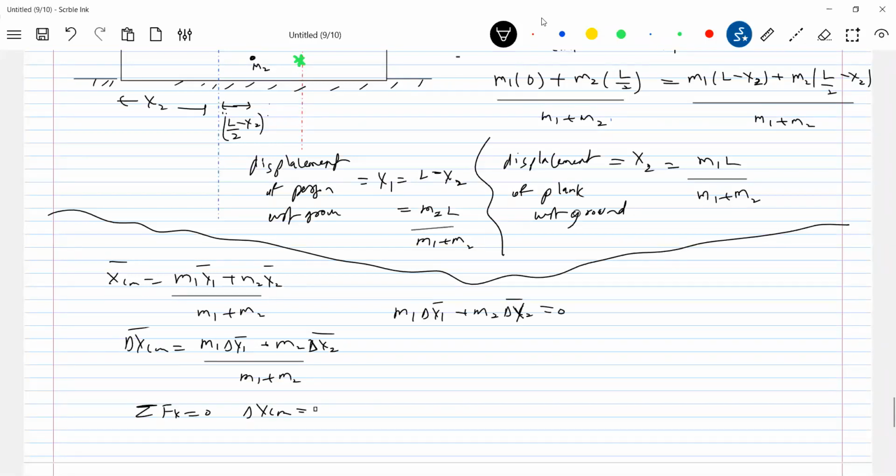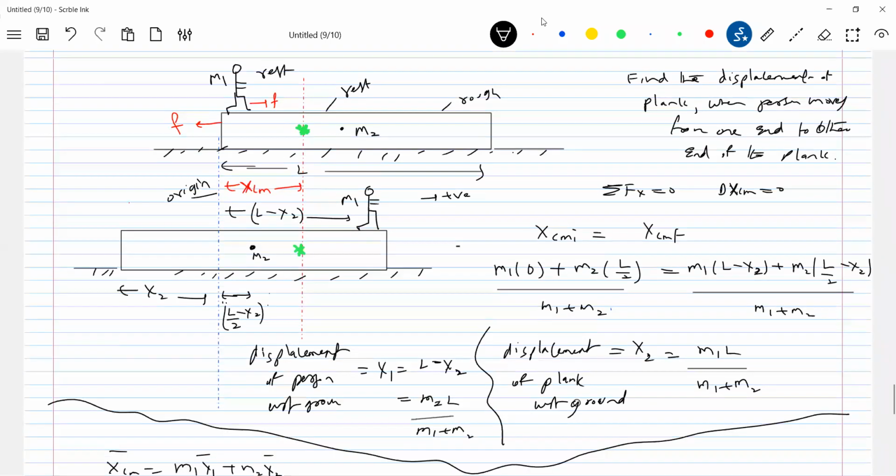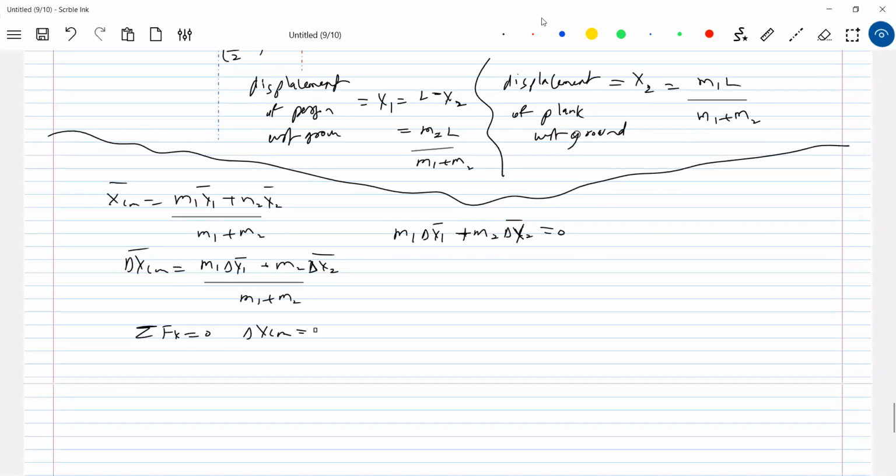Now what is delta x1? Displacement of person with respect to ground. How much has the person walked with respect to plank? L. With respect to ground, m2L by m1 plus m2. Come back again, do observation. So I'm going to use that relative motion. Displacement of man with respect to plank is equal to displacement of man with respect to ground minus displacement of plank with respect to ground.